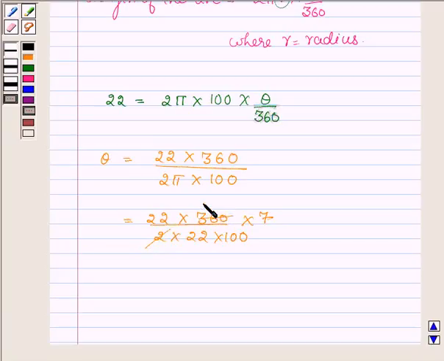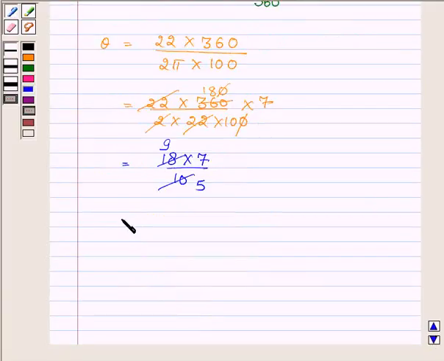Now 2 into 180 is 360, 0 cancels out with 0, 22 with 22, and then we have 18 into 7 upon 10. Now again, 2 is the common factor in the numerator and denominator. So, 2 5s are 10, 2 9s are 18. So, we have 63 upon 5 degrees.